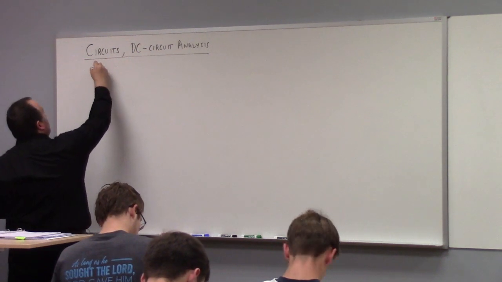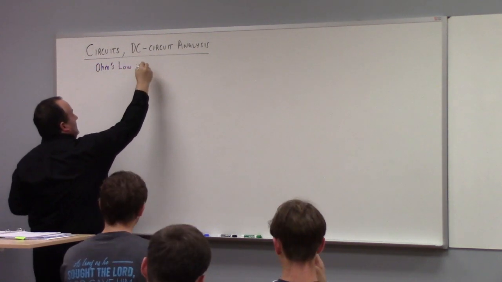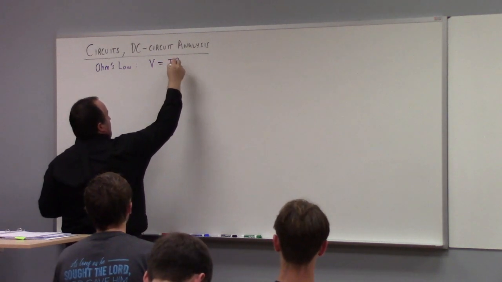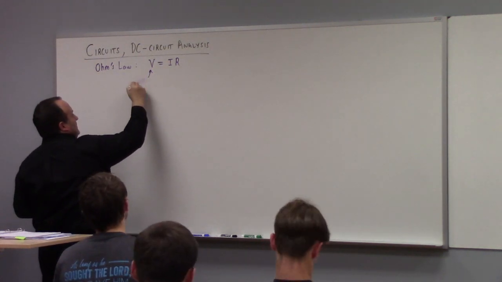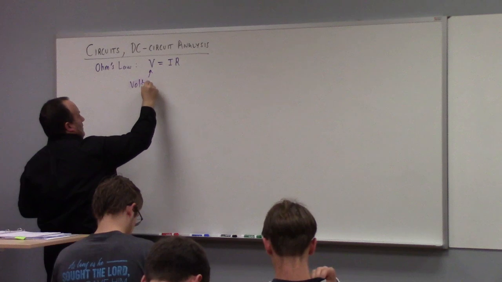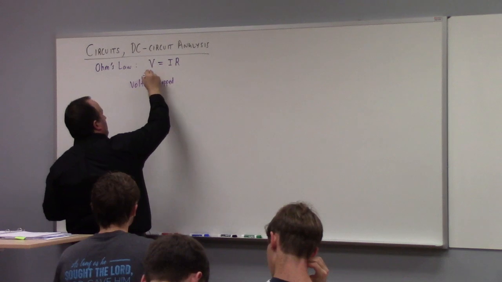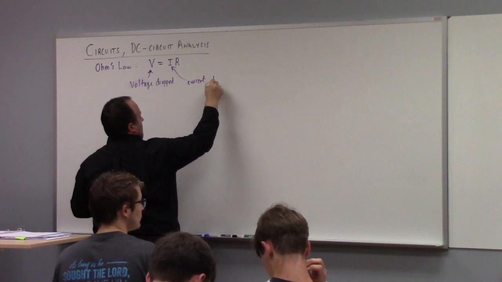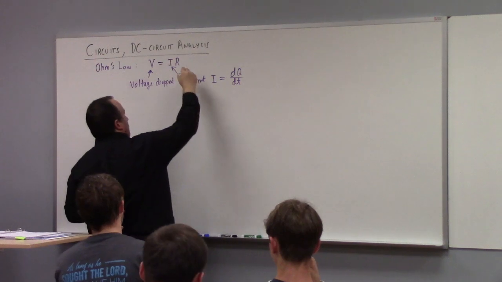So Ohm's law, well, that's one of the things. Ohm's law says that the voltage is equal to I times R. To be more specific, this is the voltage dropped, and this is the current. So that's dq dt, the charge passing through, and this is the resistance.